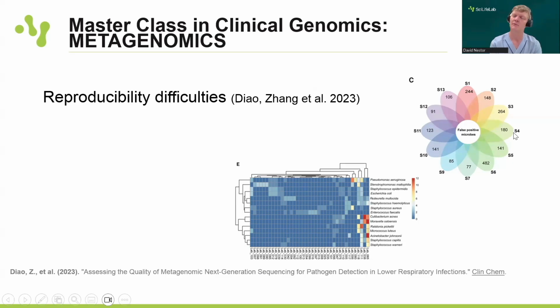So in sample 4, for example, they reported 180 false positive microbes, probably a lot of different viruses and bacteria and so on, which is very difficult to interpret in a good way. Also, looking at this heat map, you see the differences in the report of bacteria from the different labs. And the main message here is that the reports differed very much from laboratory to laboratory, which clearly says that it's very difficult to reproduce the results. And I do not think we should take these results as discouraging.